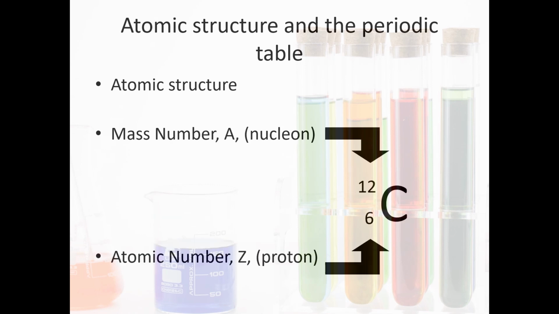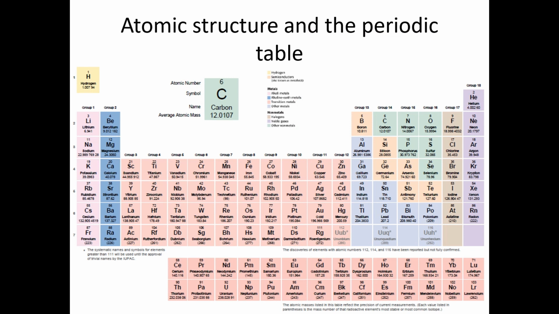Mass number, nucleon, is 12 in carbon. Atomic number, proton, is 6 in carbon. The periodic table is made up of 18 groups. There are metals and nonmetals. More specifically, elements fall into the S, D, P, or F subshell groups.